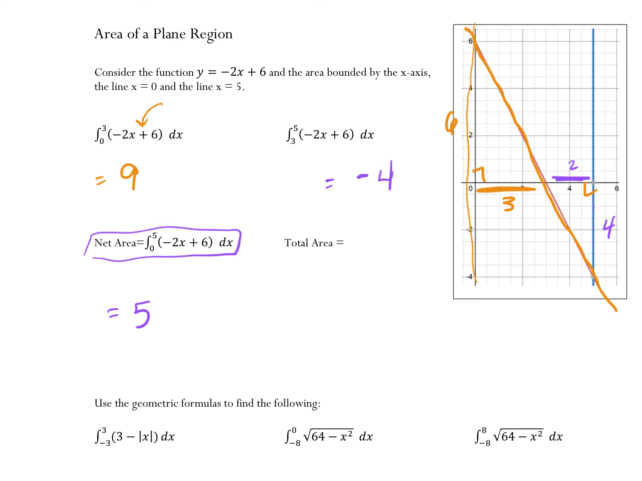If I wanted to know the total area, I would do 9 plus the absolute value of that negative 4. I wouldn't care about the negative. And that would be 13. Are we comfortable with this? Not so bad.